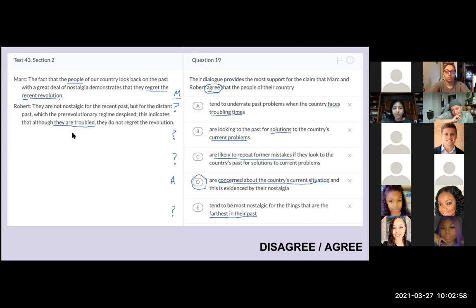Because they are troubled about what's going on. And then Robert says they are nostalgic, but it's not for the recent past, but for the distant past. But Robert also acknowledges that people are nostalgic in general. Does that make sense? So for this one, we didn't even have to go through both people. One person was enough, and D was the answer here. Okay.